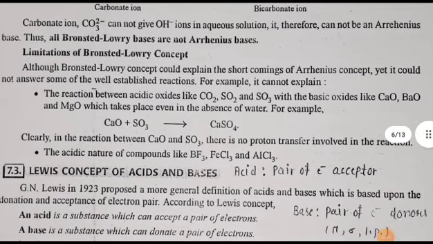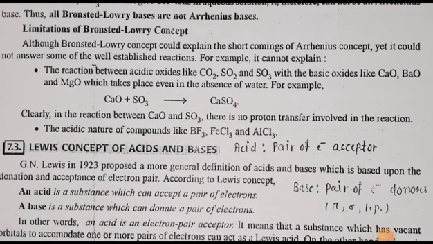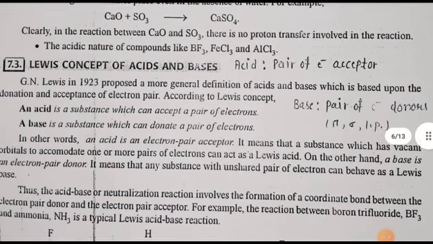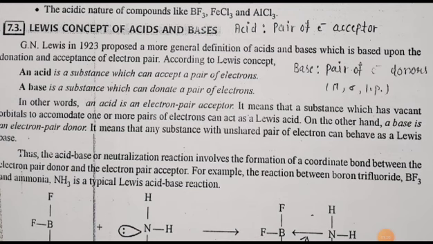Limitations of Bronsted-Lowry concept. Although the Bronsted-Lowry concept could explain the shortcomings of the Arrhenius concept, yet it could not answer some well-established reactions: the reactions between acidic oxides like CO2, SO2 and SO3 with basic oxides like CaO, BaO and MgO, which take place even in the absence of water; and the acidic nature of compounds like BF3, FeCl3, and AlCl3. Lewis concept of acids and bases.